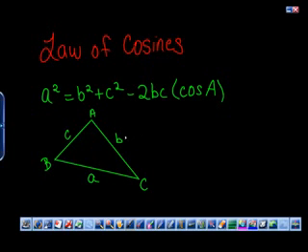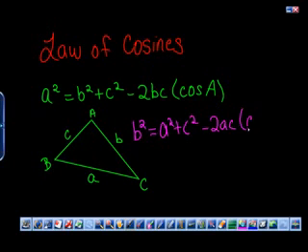So, if I want to find side B, I could use B squared equals A squared plus C squared, my other two sides, minus 2AC, and then the cosine of what angle? And that's the law of cosines.